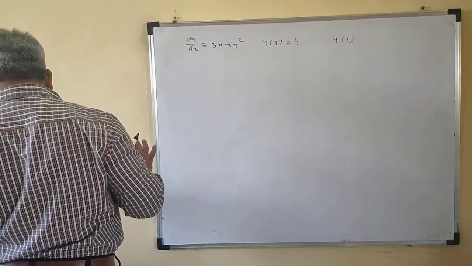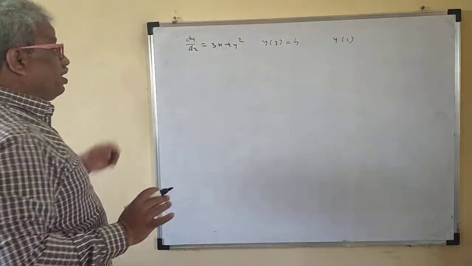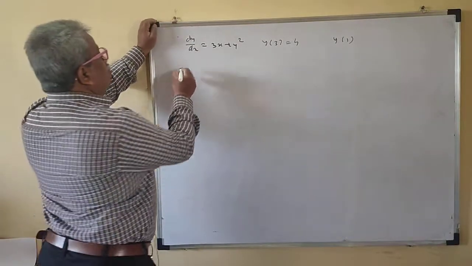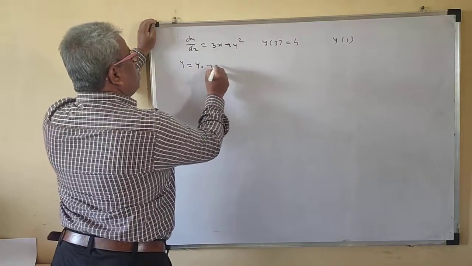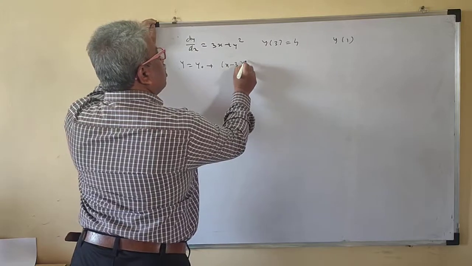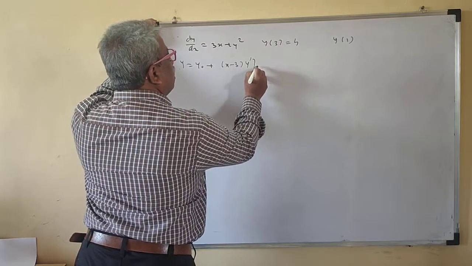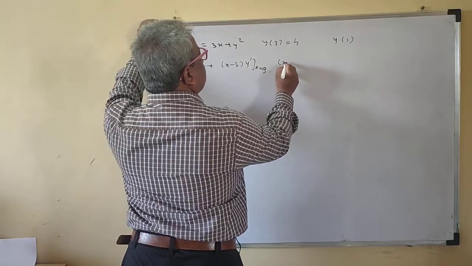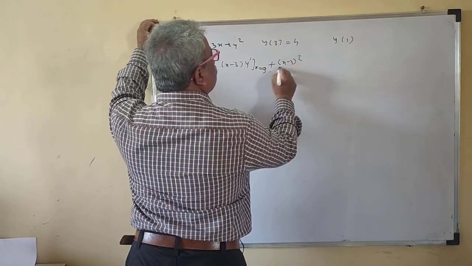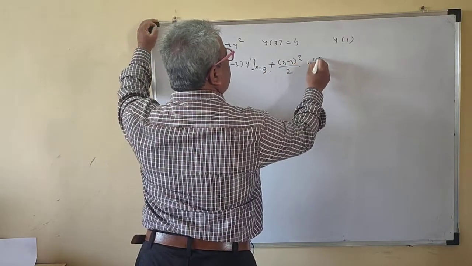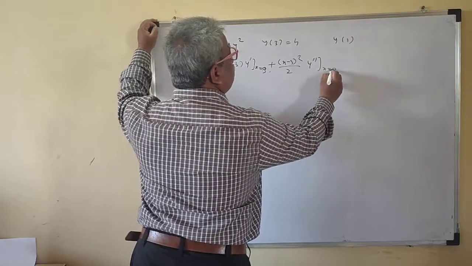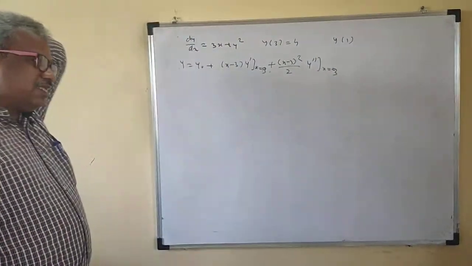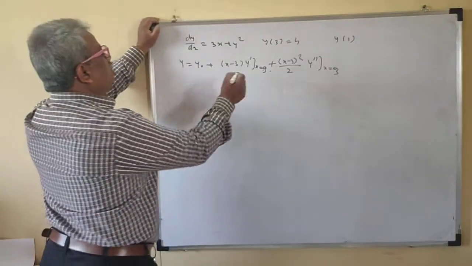Okay, we will consider only the first 3 terms. First 3 terms. So y will be y naught plus x minus 3 times y prime at x is equal to 3. Then plus x minus 3 square upon 2, y double prime at x is equal to 3 now. Okay, so we'll find the solution.